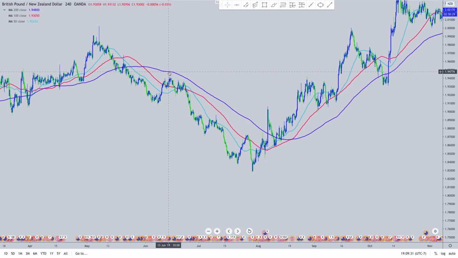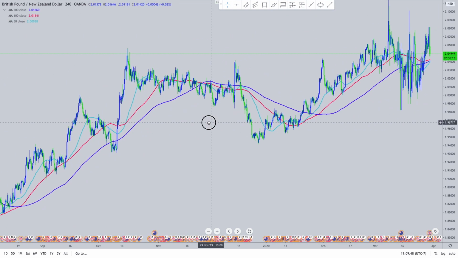And of course, I use other things with confluence. I don't just trade off of these. I use them as confirmation, with Fibonacci levels, with trend lines, and with key levels or zones, whatever you want to call them. So that's what I use moving averages for.